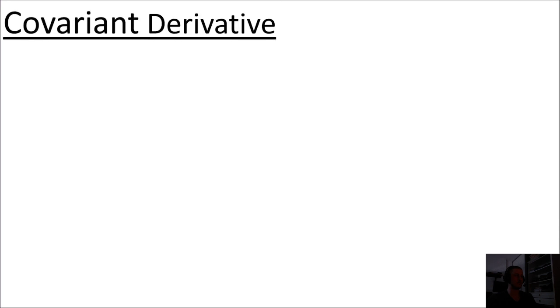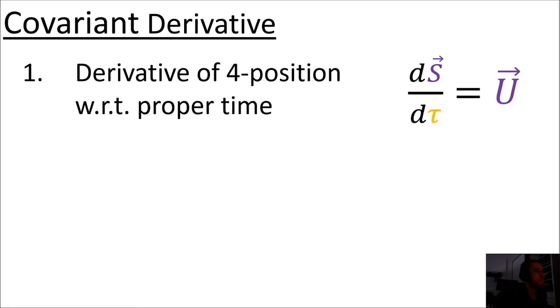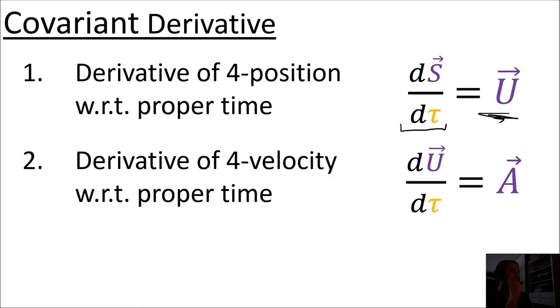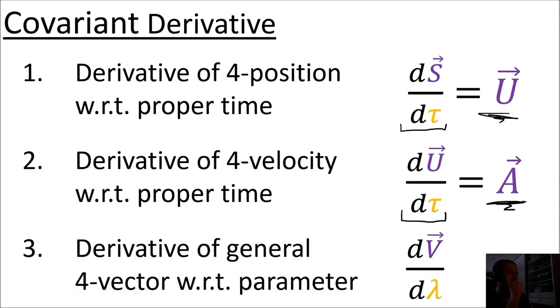We're going to do 3 examples of covariant derivatives in this video. First, in Rindler coordinates, we'll take the derivative of 4 position s with respect to proper time to get the 4 velocity u. Then again in Rindler coordinates, we'll take the derivative of 4 velocity u with respect to proper time to get the 4 acceleration a. And finally, we'll take the derivative of a generic 4 vector v with respect to a generic path parameter lambda, and we'll do it in a way that works in any coordinate system, not just the Rindler coordinates.